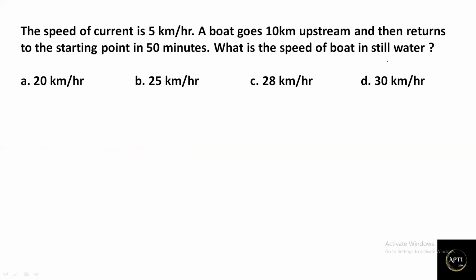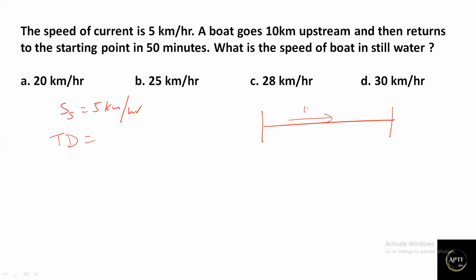The speed of current is 5 kilometers per hour. Means they have given the speed of current as 5 kilometers per hour. A boat goes 10 kilometers upstream and then returns to the starting point in 50 minutes. If you remember this concept, if it is coming back to the same point, it will travel two times, right? So what is the total distance it will cover?